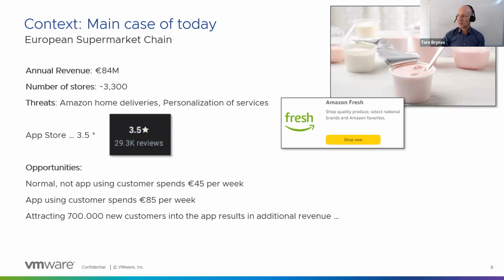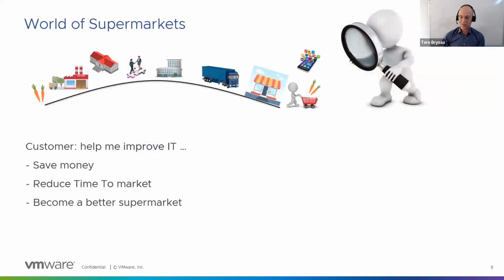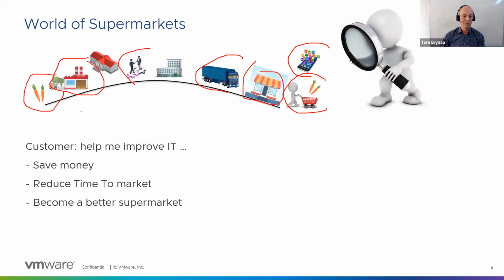Now, let's look at what a supermarket actually is. A supermarket has some stores. They have customers. The customer has an app. They have some distribution. They have some partners. They have a factory where they package goods, and then they buy raw materials from a farmer somewhere. So you buy a carrot, it gets packaged, it gets shipped with the truck, it gets put into the supermarket, and somebody buys it and goes home and makes a fine carrot soup.